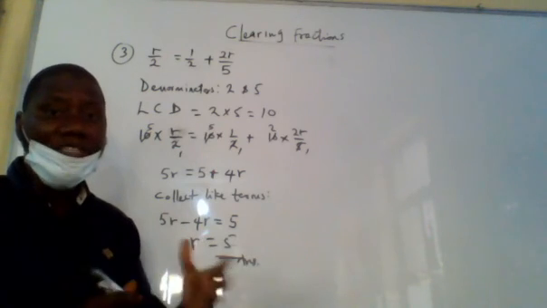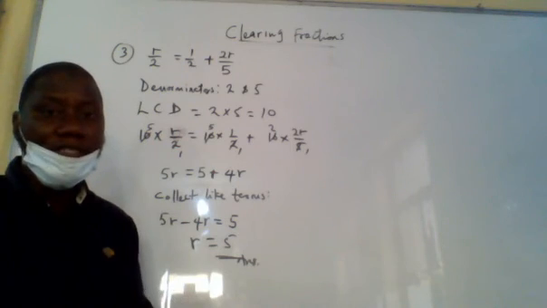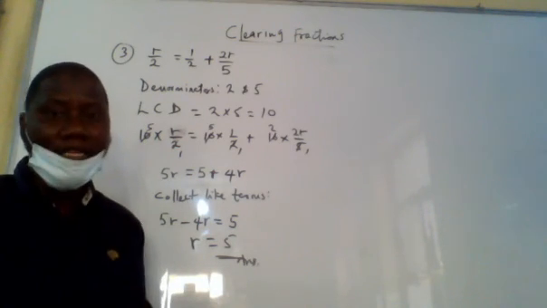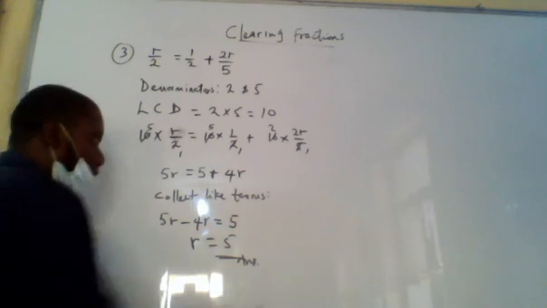Okay, in summary, you have to determine the LCD of the denominators, and two, you use the LCD to multiply each of the terms in the equation, then you reduce. What if you have a problem like this?